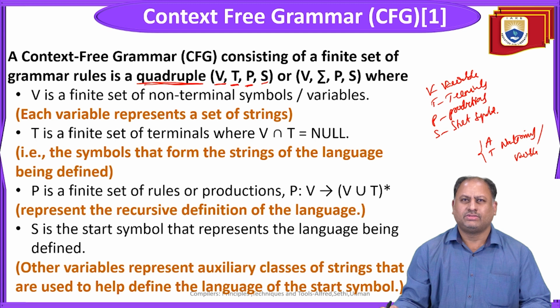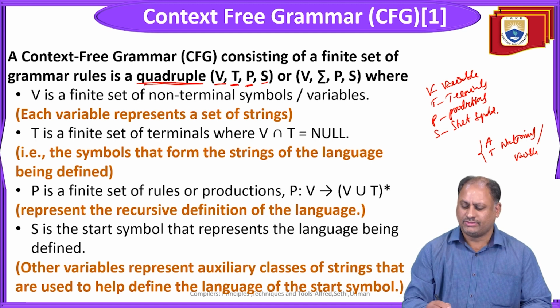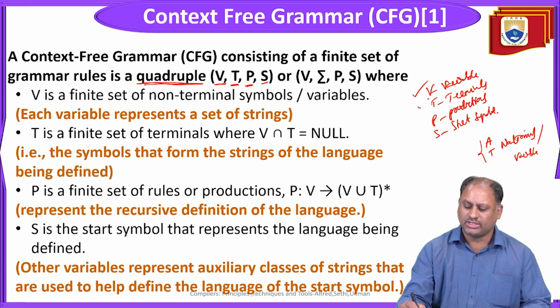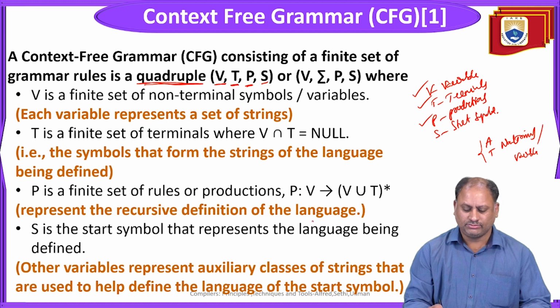And terminals, that means the remaining characters which are lowercase letters, are the terminals to be considered. First one is a non-terminal, second one is a terminal, and the third one is a production. That is, the productions contain a set of rules or productions.